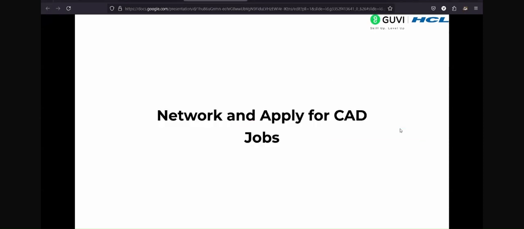So moving on to the next part, where you can apply for CAD jobs: network, and apply for a CAD job. So basically you have made the portfolio, you have learned the design, you have learned the material part, right? You have done the practical projects to improve your skills, right?